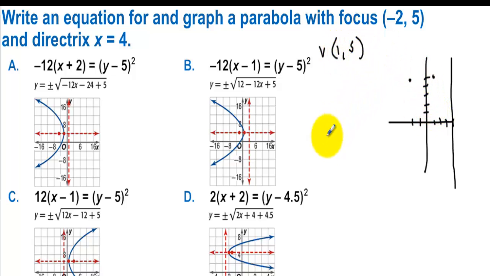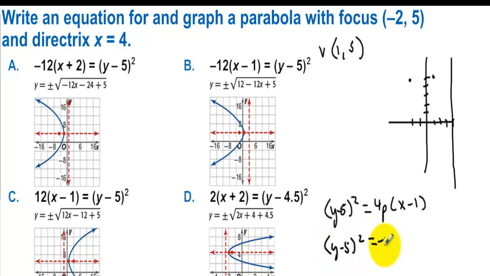That puts the vertex now at (1, 5). Well, now we can pretty much write the equation. This is opening to the left, which means y is going to be squared. (y - 5)² = 4p(x - 1), and we know the p is actually negative 3. From vertex to focus, that's a negative 3. We have (y - 5)² = -12(x - 1).